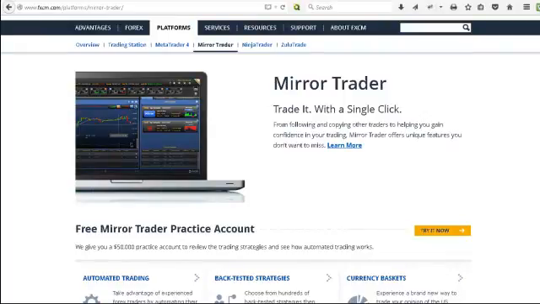Now, I knew MetaTrader before, so this is all new to me. I've got no preference between these platforms, but I just wanted to show where they were. That's all I wanted to talk about today, to tell you about this resource.